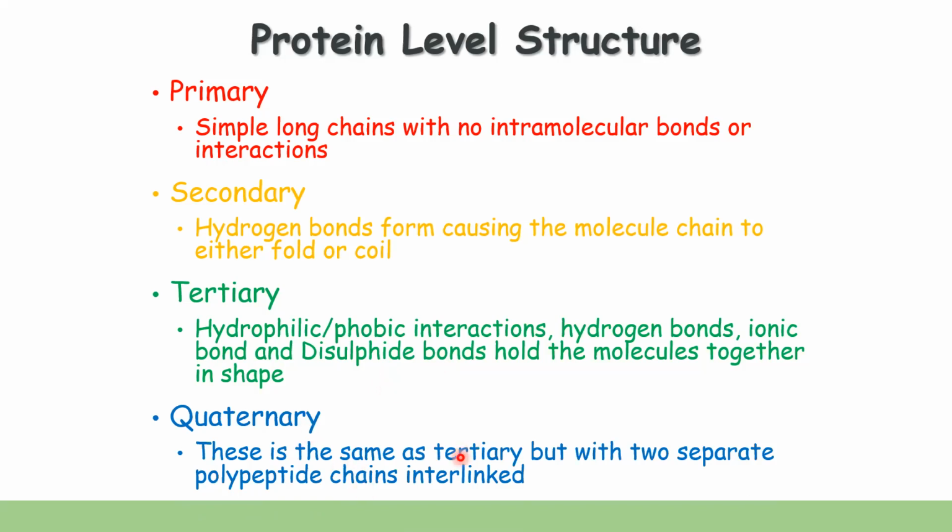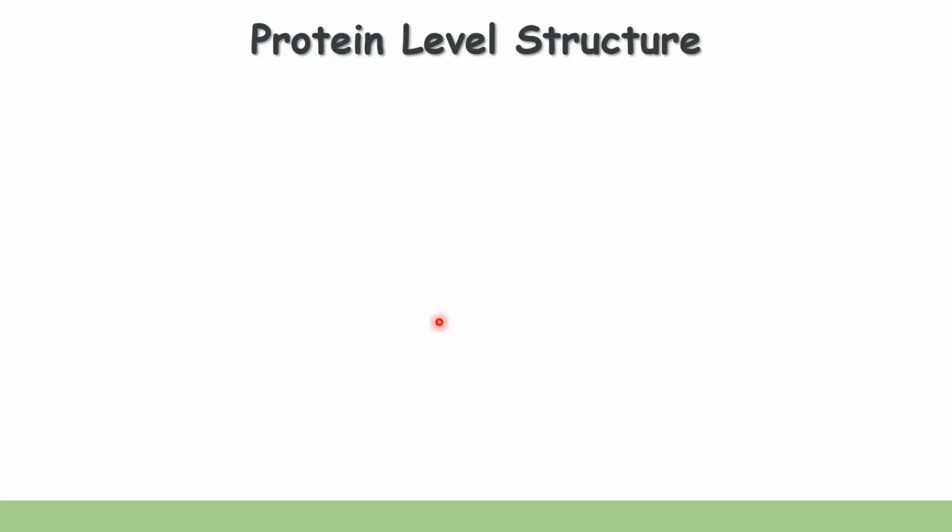Quaternary is similar or the same as tertiary, but it has two separate polypeptide chains interlinked. So what happens here in quaternary? One step ahead. In tertiary we had the single same polypeptide chain, but now they are interacting with each other.